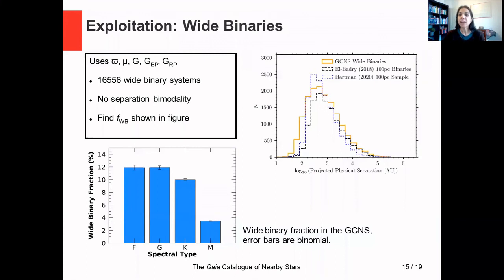We see no hint of a bimodal distribution, especially when we look at the log of the projected physical separation in AU, as shown in the figure on the right. And this bimodal distribution could be expected from wide companions, such as those at 100,000 AU. And this is in agreement with the most recent results in the literature.